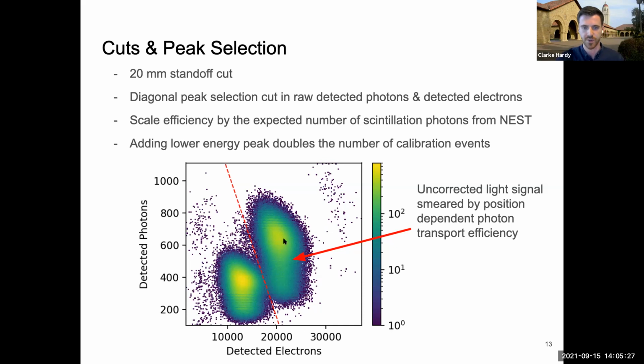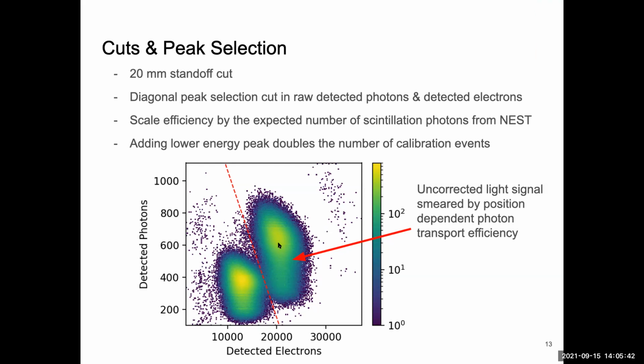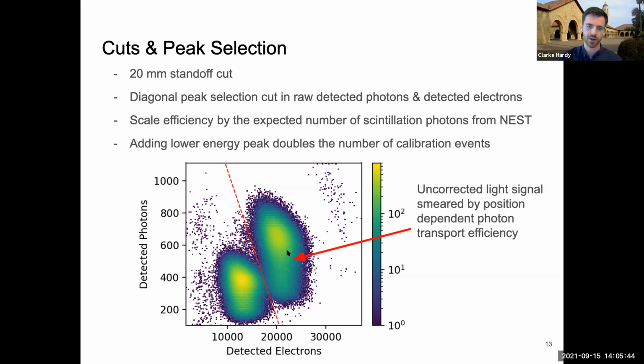We have this significant smearing effect resulting from the fact that we've got this totally uncorrected photon transport efficiency that varies significantly across the detector. And so for now, I am using just the higher energy peak, but if we are able to resolve some of the low energy peak, we could use parts of that as well.